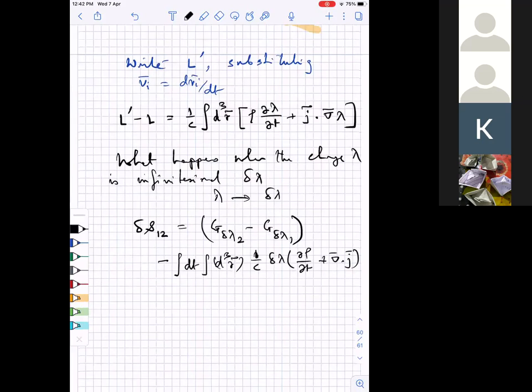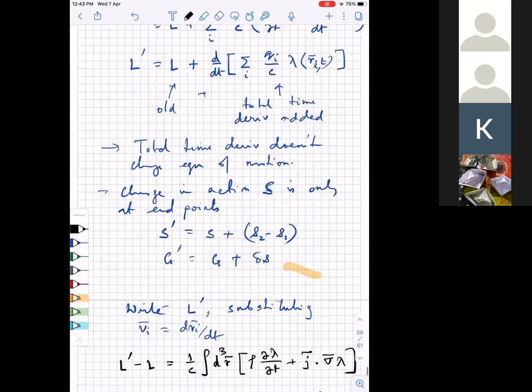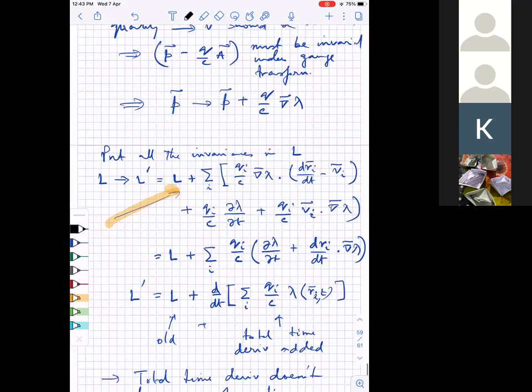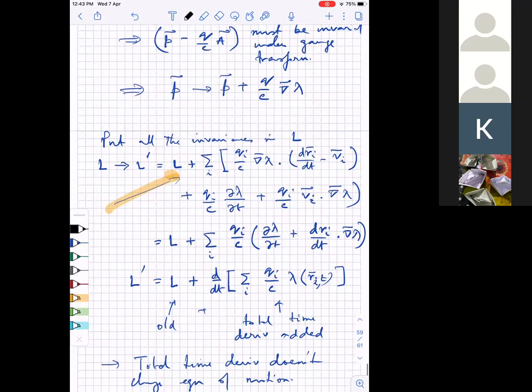Now, if we go back to this equation, the initial equation. Let's go back to this equation here. Look at this equation. The second term was the one which gives you your delta S, right? The first term gives you your S, the second term gives you your delta S.